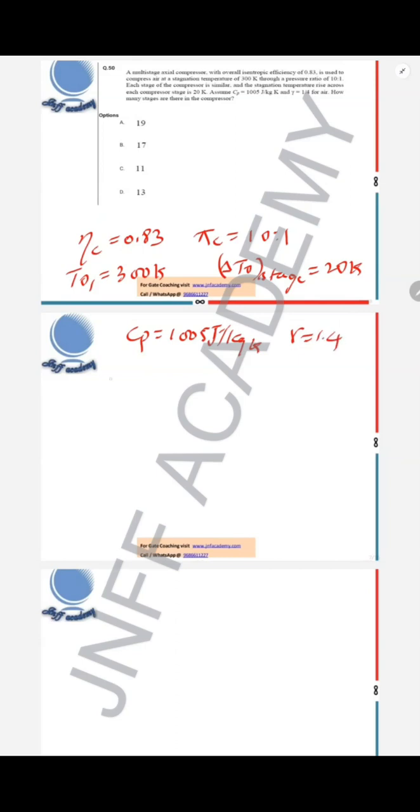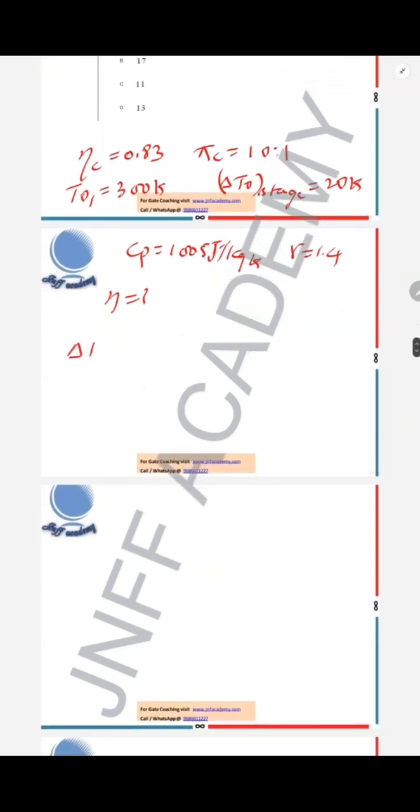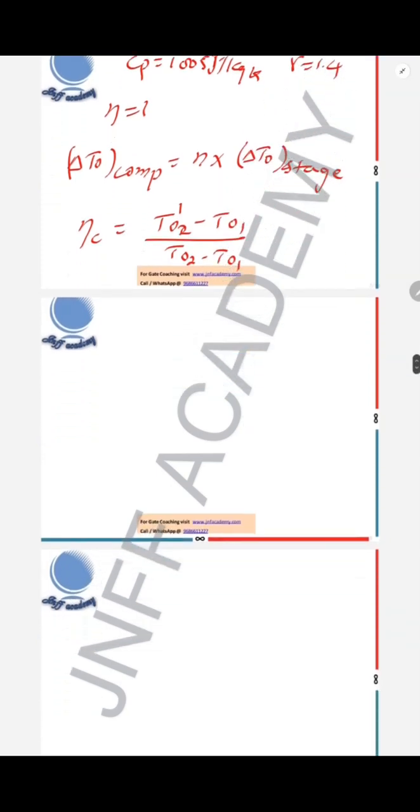How many stages are there in this compressor? Number of stages he is asking. So we know total temperature rise across the compressor is equal to number of stages into temperature rise across the stage. So we need to find total temperature rise across the compressor. From the efficiency of the compressor, we can find that (T02 dash minus T01) divided by (T02 minus T01). This is the temperature change across the compressor.